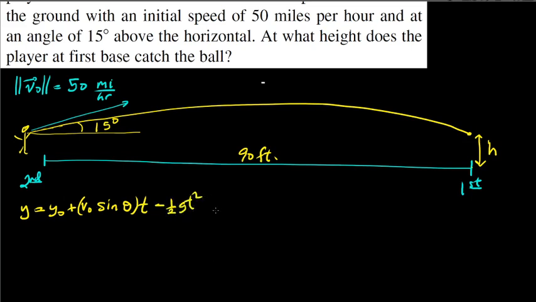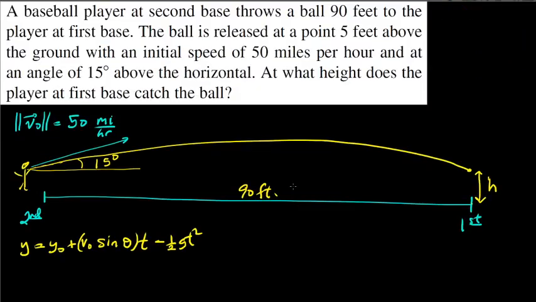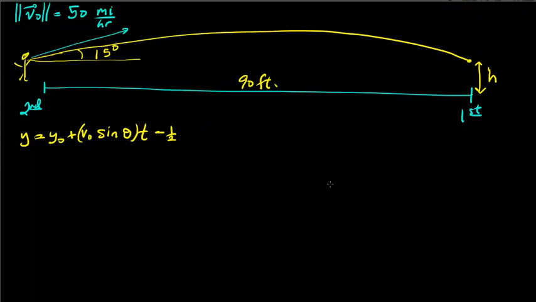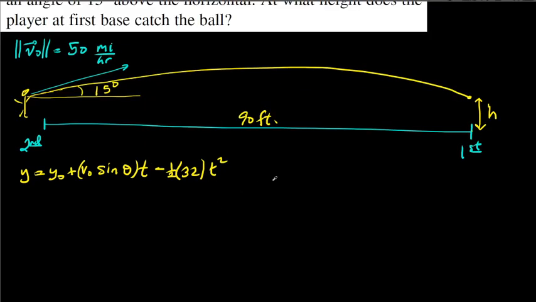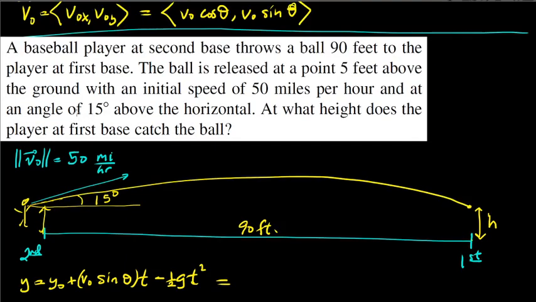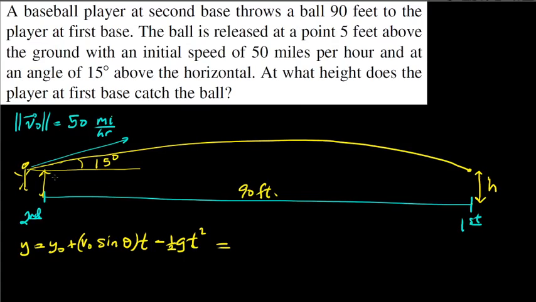Okay, so we might as well plug in g. g is 32 feet per second, sorry, 32 feet per second squared. Maybe I'm jumping ahead here, right? So this is g, and we know g is 32 feet per second squared. Yeah, so we can plug in the numbers now. The initial height, I thought that was given, right? Oh yeah, 5 feet above the ground. So y0 is just 5 feet.